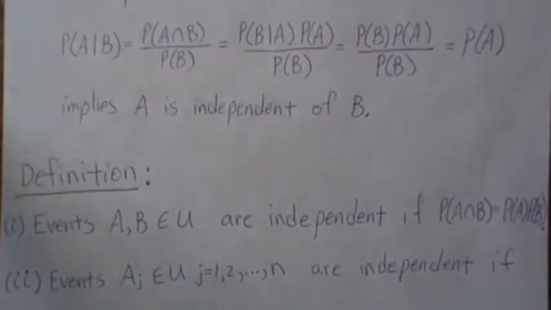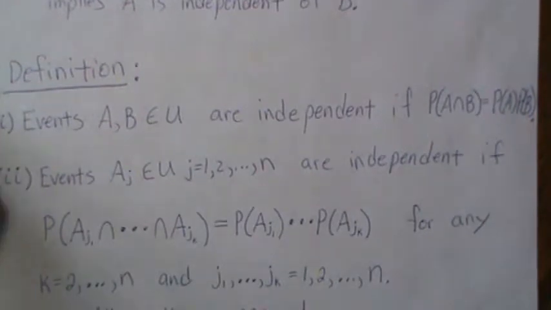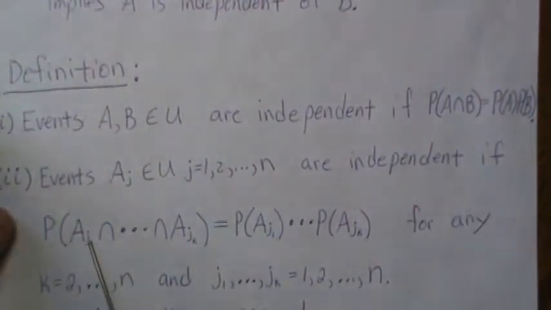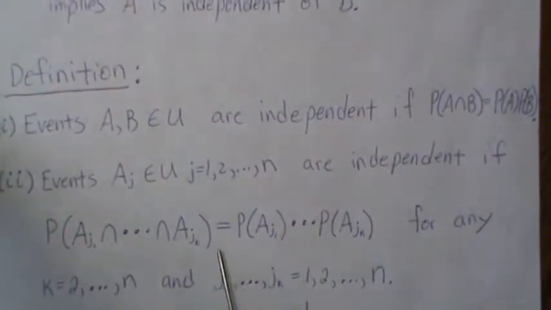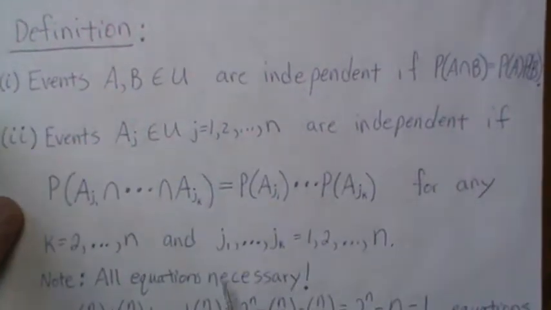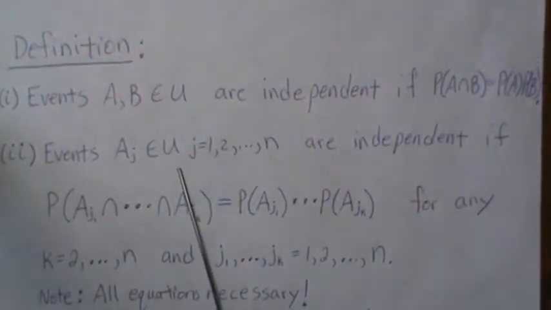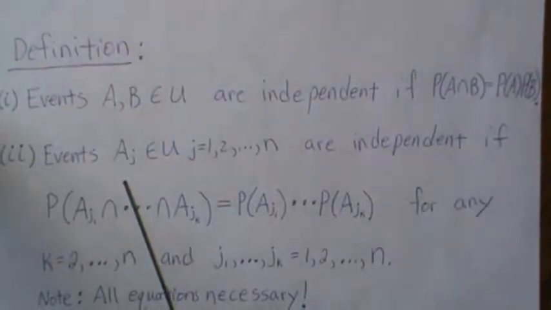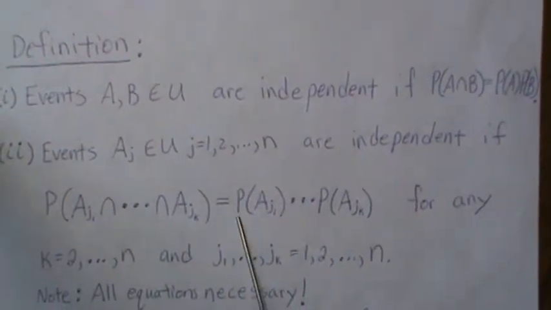This extends to several events in our sigma field, and they're independent if this relationship holds for all possible combinations. So this is A_j1 to A_jk, and that's a way of saying that we're looking at all combinations: pairwise, then three-way, then four-way, and this has to hold for all equations. Sometimes the words complete independence or mutual independence are used, but really it's just independent, and all these have to hold.